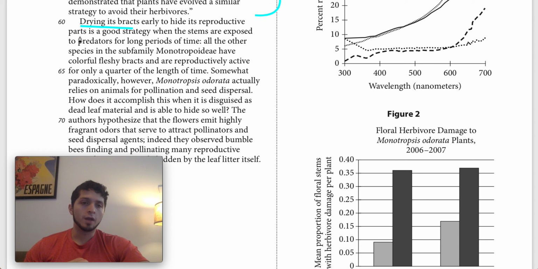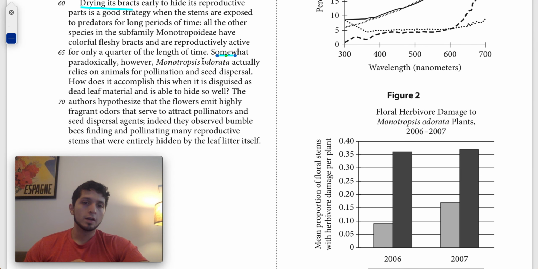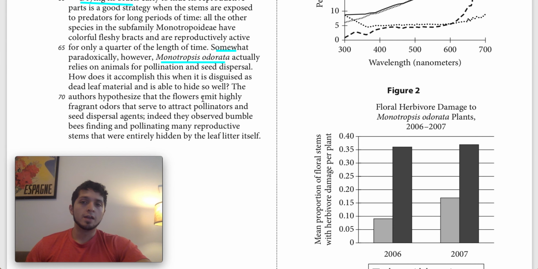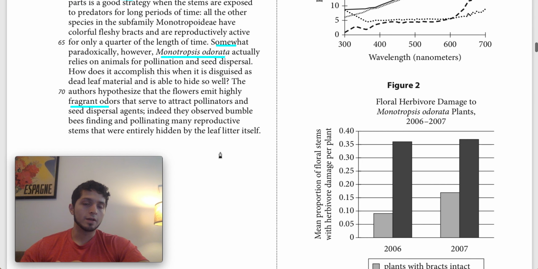Then down here, this explains that drying its bracts, using these dried outer leaves, early to hide its reproductive parts is a good strategy when the stems are exposed to predators for long periods of time, etc. Somewhat paradoxically, however, Monotropsis odorata actually relies on animals. So they're saying it's somewhat of a paradox because this plant species uses camouflage to avoid predators. However, it needs to attract pollinators as well. So how does it do it? And the authors hypothesize that the flowers emit highly fragrant odors that attract pollinators, etc.